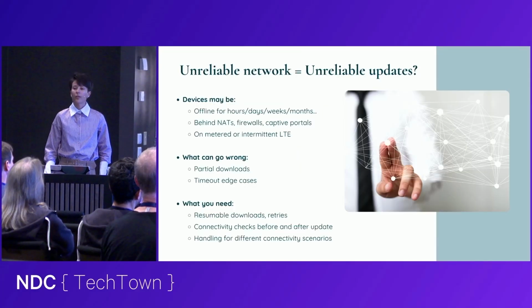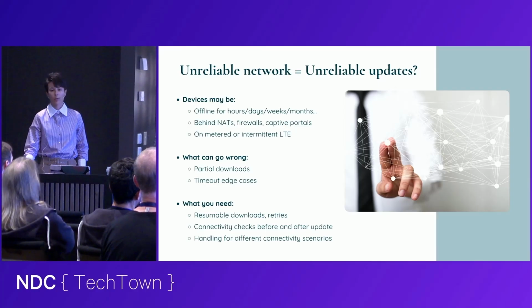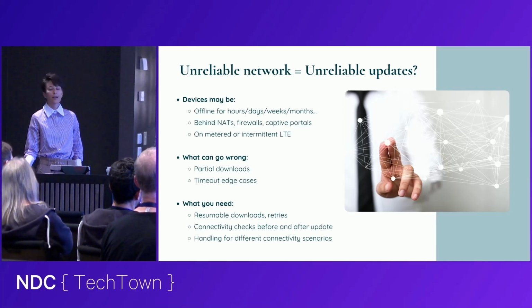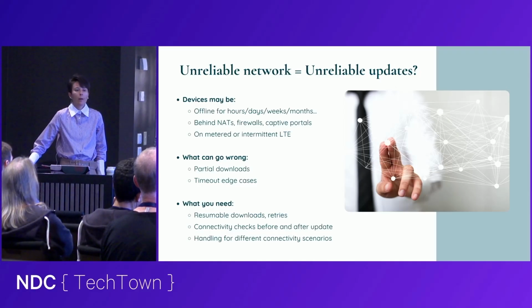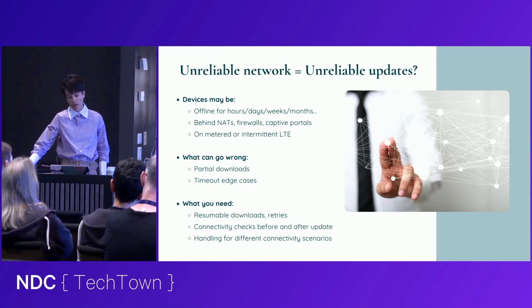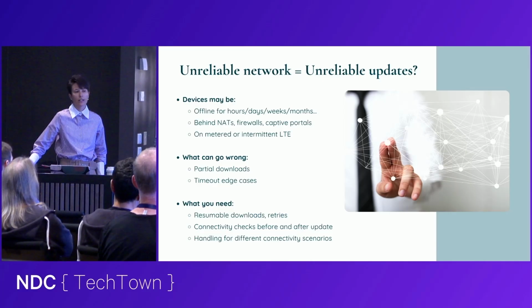So let's talk about the first challenge, which is unreliable network, which is something that's probably most common in the field, because with embedded devices, they are almost never online for the full amount of time. Very often those devices come online occasionally, once a day, once a week, or even once a month. Some of these devices have challenging network configuration. They can be behind NATs, firewalls, captive portals, or unmetered or intermittent LTE.